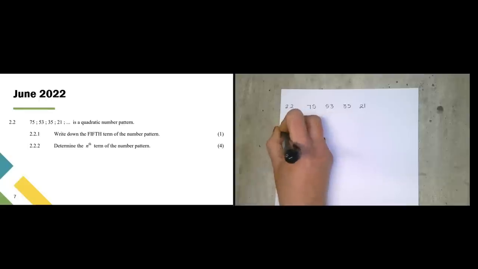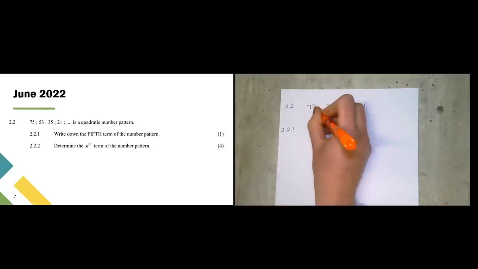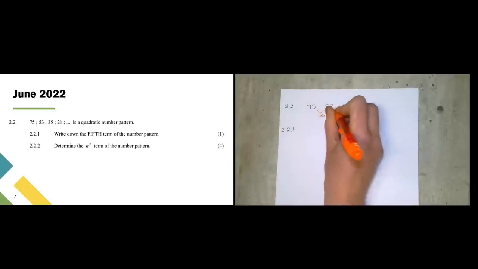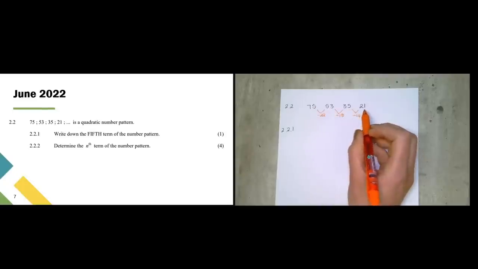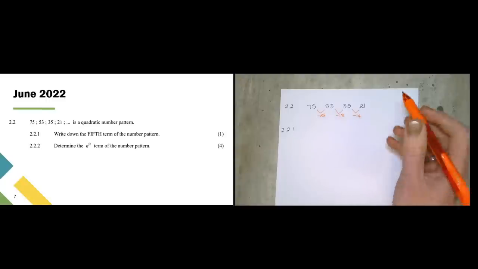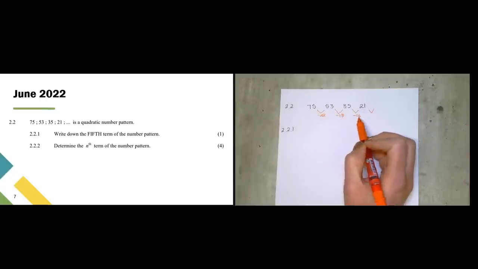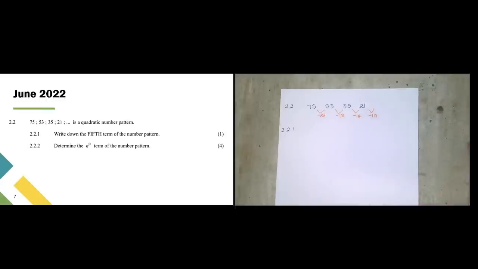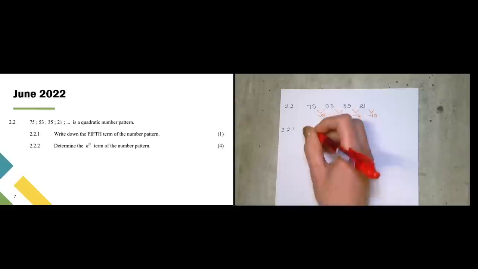What do we know about quadratic number patterns? The second difference is constant. So let's see what's happening here. 53 minus 75 gives me negative 22. 35 minus 53 is negative 18. 21 minus 35 is negative 14. Remember, this is the first difference. What we know about the first differences is they always form a linear number pattern or an arithmetic series. So what would the next one have been? Negative 22, negative 18, negative 14. I'm going up by 4 the whole time, so the next one would have been negative 10. So 21 minus 10, the next term would have been 11. And that was 1 mark for your answer.